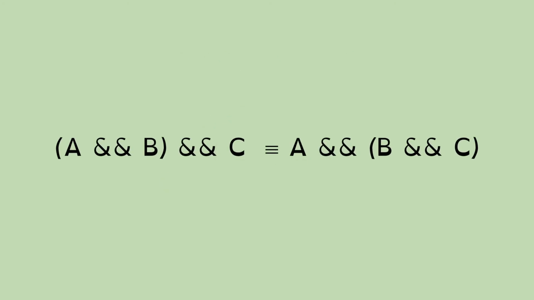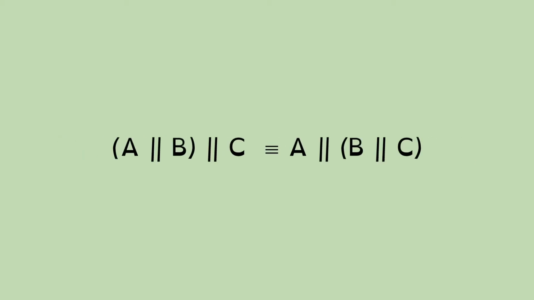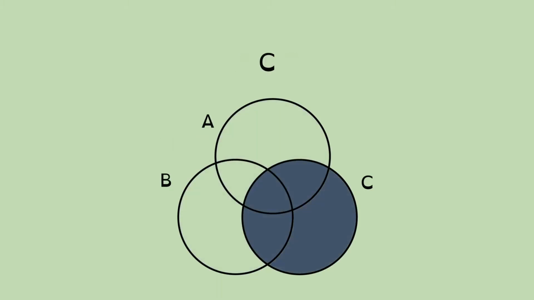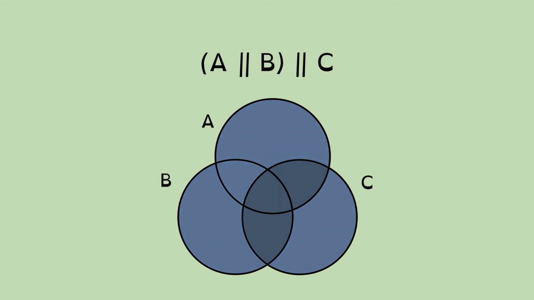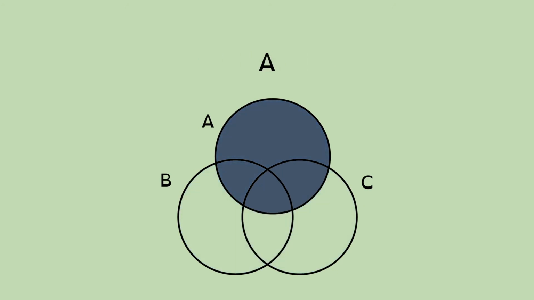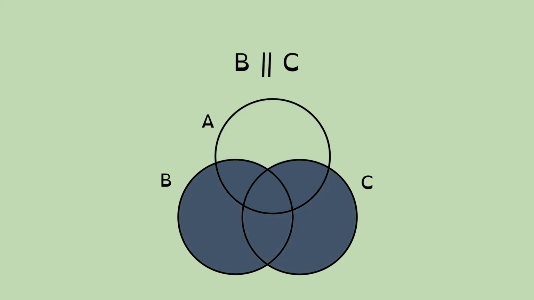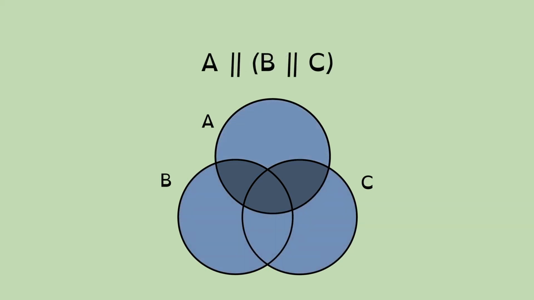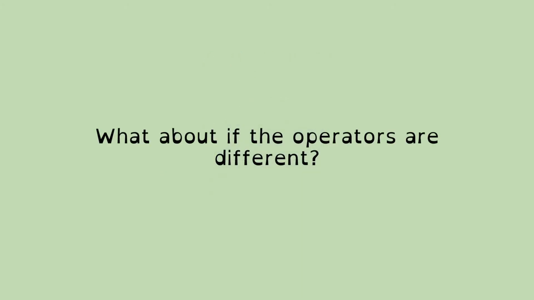So A and B in brackets and C is the same as A and, open brackets, B and C, close brackets. I'm going to slightly speed up now. So the next one we're going to do is the equivalent for ORs. So we're going to have A or B, ORed with C. So that's A or B, that's C, A or B ORed with C, and because it's an OR, it all goes dark. The other side of the rule, we have A, that's B or C, A or B or C, and again it goes dark. The whole thing, all three circles dark. Left hand side the same as the right hand side.